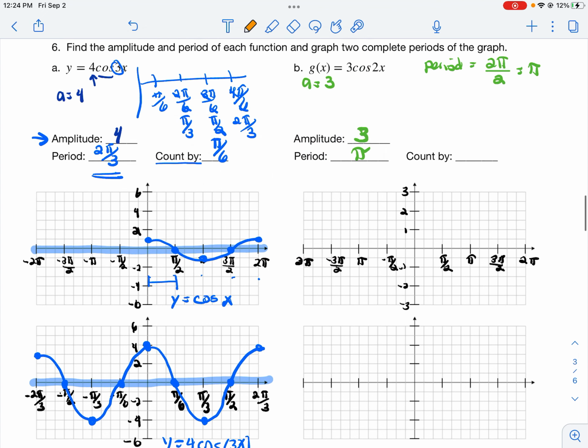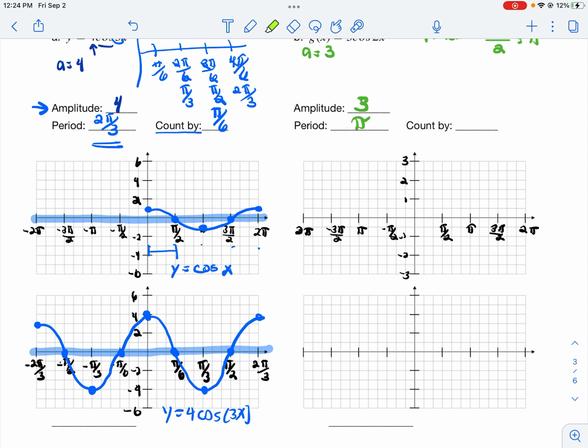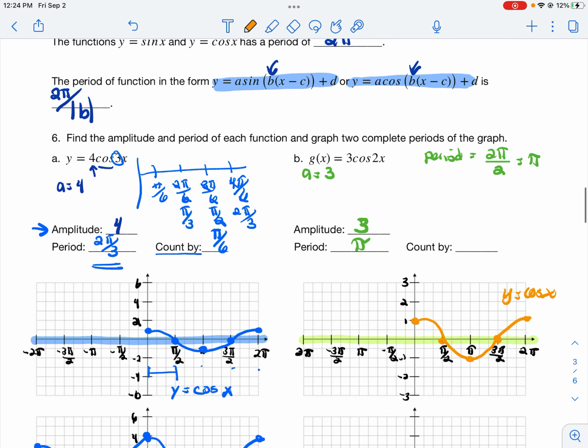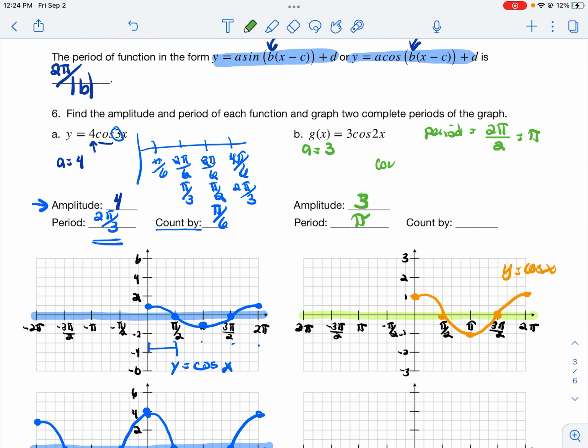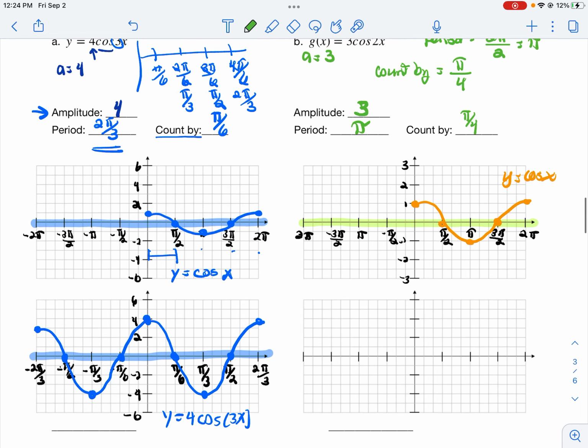So our parent function for cosine, again, my midline is here, is 1 above, on the midline, 1 below, on the midline, 1 above. Okay, so that's the y equals cosine of x graph. Okay, so now I have a period of pi, so I need to figure out what I'm going to count by for this graph. So remember, to figure out what you're going to count by, you take the period of the transformed graph and divide by 4. So I'm going to count by pi over 4.